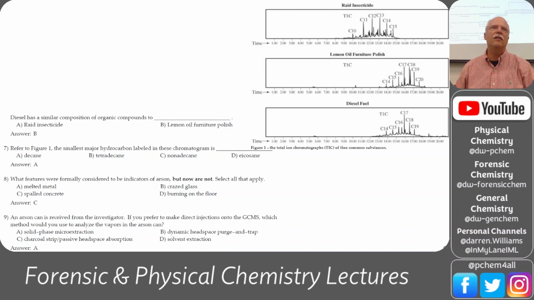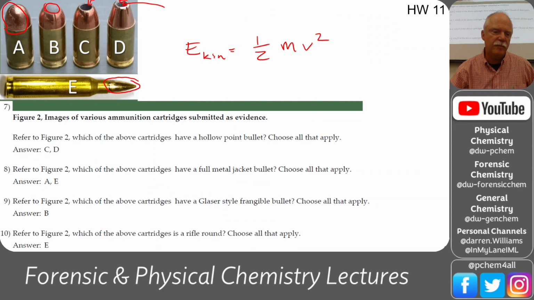Oh, wait a second. You raise your hand first. Okay, Glazer style frangible bullet. So this is that Glazer style. Glazer was the manufacturer of this image. It's more than just a hollow point. It has that extra plastic tip to help drive expansion of the hollow point.